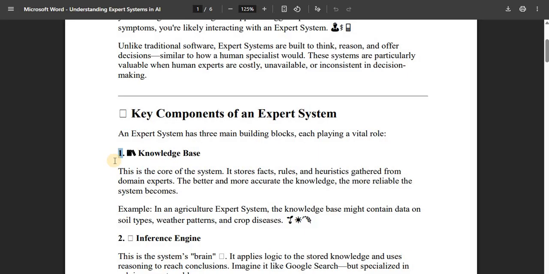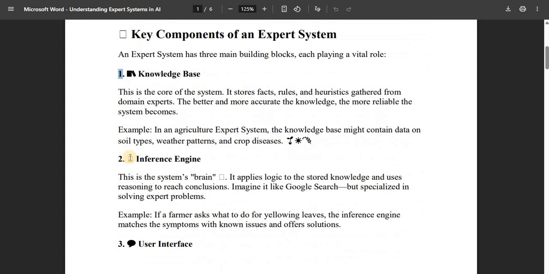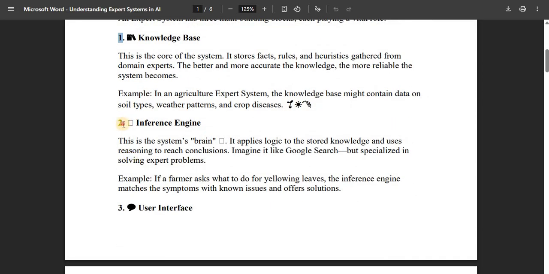Similarly, an expert system also has a knowledge base. Whenever you type something or ask something, it searches the information from the knowledge base and gives you the perfect solution. Now next is inference engine. Inference engine means which one to accept and which one to reject.